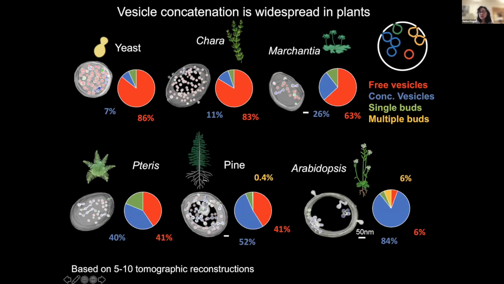When we get into Arabidopsis, now most of the buds are involved in some kind of multiple budding site. Single budding sites are a minority, and 84% of the vesicles are connected. So during evolution there were several changes. Concatenation became predominant, and between conifers and flowering plants, somehow they changed the way they were vesiculating their endosomes, and we see this predominance of multiple budding sites.